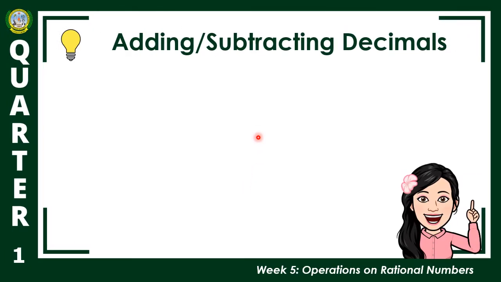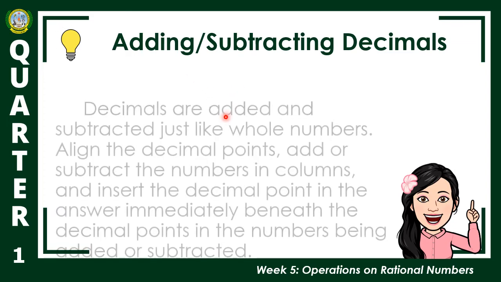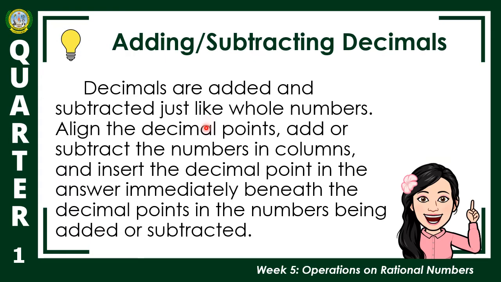So let us now start discussing addition and subtraction of decimals. So decimals are added and subtracted just like whole numbers. Okay? So we have to align the decimal points. Add or subtract the numbers in columns, and insert the decimal point in the answer immediately beneath the decimal points in the numbers being added or subtracted. So, kung marunong po kayong mag-add ng whole numbers, edi parang ganun din po ang gagawin natin dito. Okay? Basta make sure po that we are going to align the decimal points.